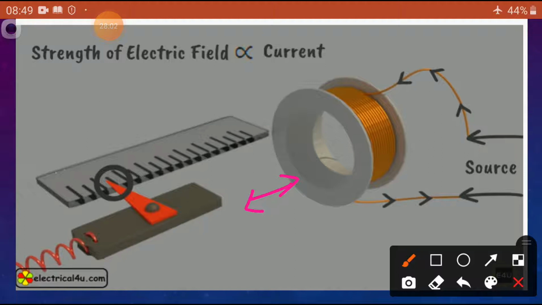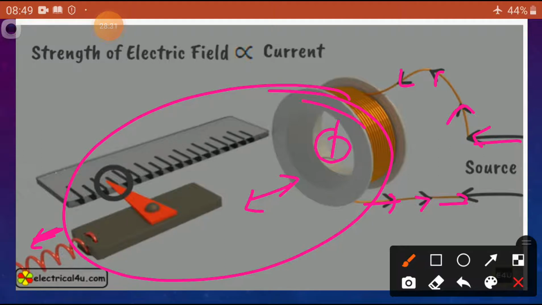Now the spring tries to pull in one direction only. The spring is in a stable position, no attraction, no repulsion. Now when the current is passing through this, we know that whenever a current passes through the coil, it establishes a strong magnetic field. So what will happen? There are magnetic lines of force in this area. Whatever iron piece is placed inside the magnetic field forcefully becomes an electromagnet.